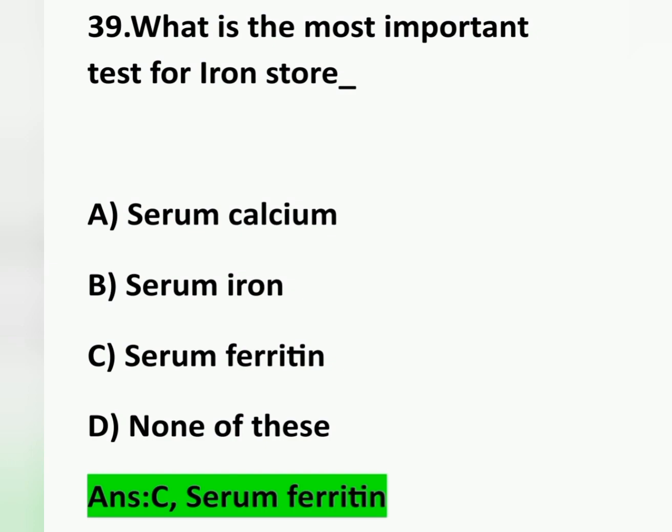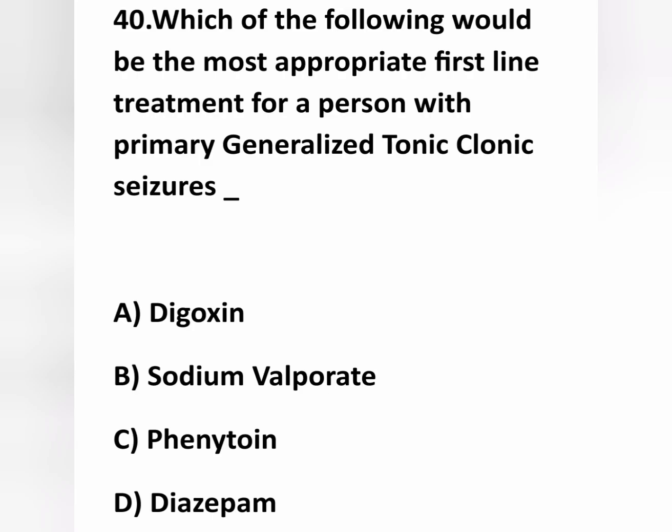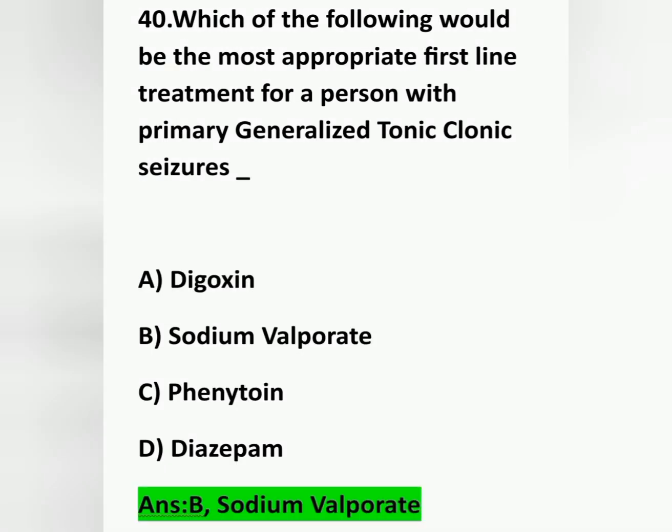The next question, which of the following would be the most appropriate first line treatment for a person with primary generalized tonic-clonic seizure? Options. Option A, digoxin. Option B, sodium valproate. Option C, phenytoin. Option D, diazepam. Most appropriate first line treatment for primary generalized tonic-clonic seizure is sodium valproate. Option B is the correct answer.